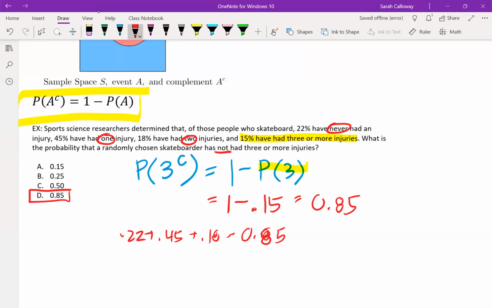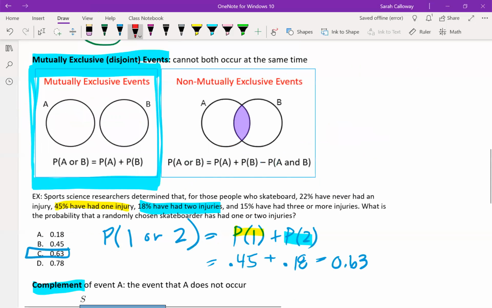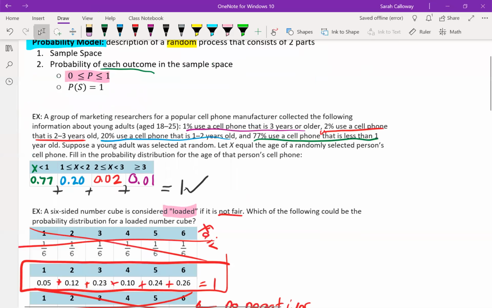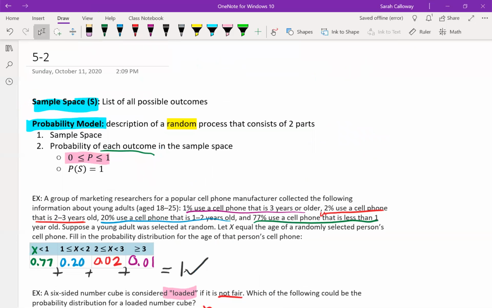Okay, so that was everything that they talked about in section 5.2. So remember, the big idea is that in a probability model, all of the probabilities must be a number between 0 and 1, and the sum of all the probabilities in the sample space has to equal 1, or 100%.